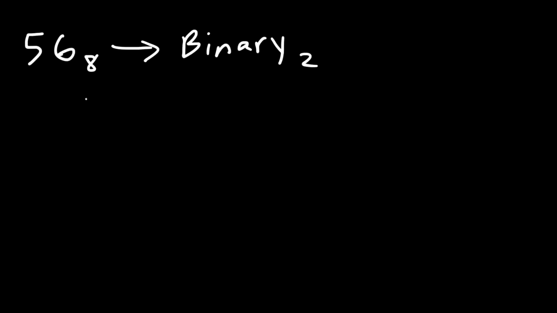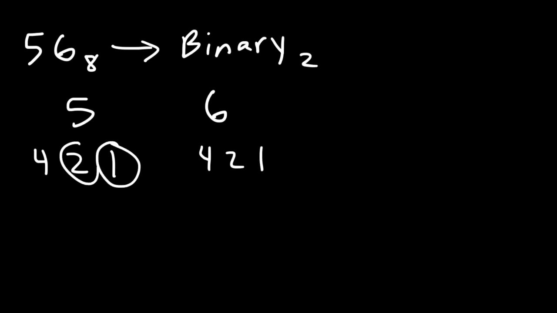So what you want to do first is separate the 5 and the 6. Now you want to break it down to these numbers, 4, 2, and 1 for each one. 2 to the 0 power is 1, 2 to the first power is 2, 2 squared is 4.